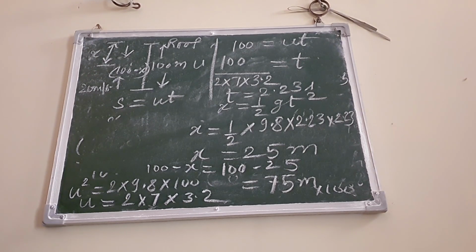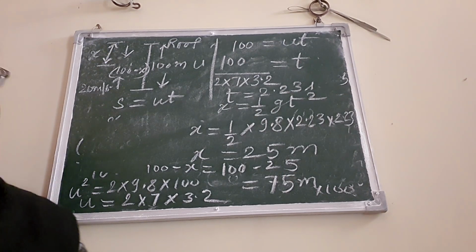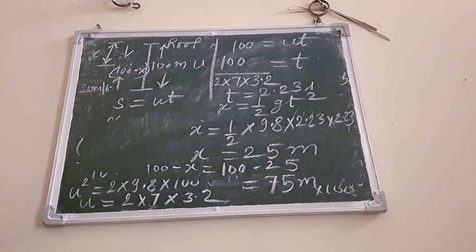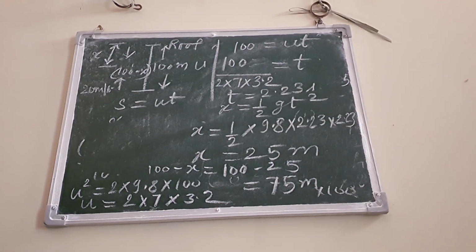So we are substituting this value in the first equation to find the distance. So x is equal to half gt square. So it becomes half into 9.8, the acceleration due to gravity, into 2.23 square. After simplification, it is coming out to be 25 meters. So our answer from the ground, they will meet at 100 minus x distance, that is 100 minus 25, that is 75 meters. So this is our answer.